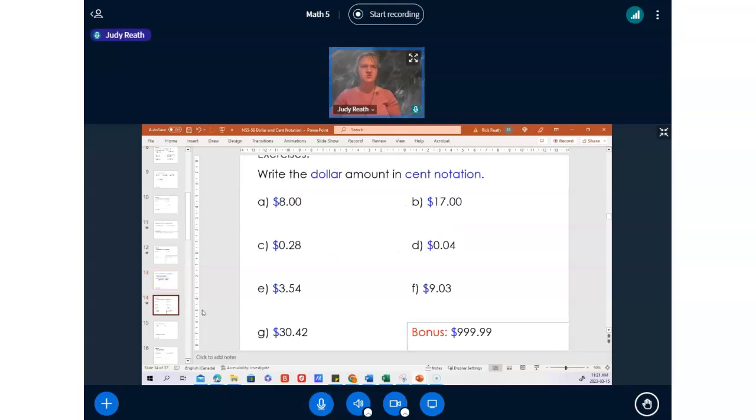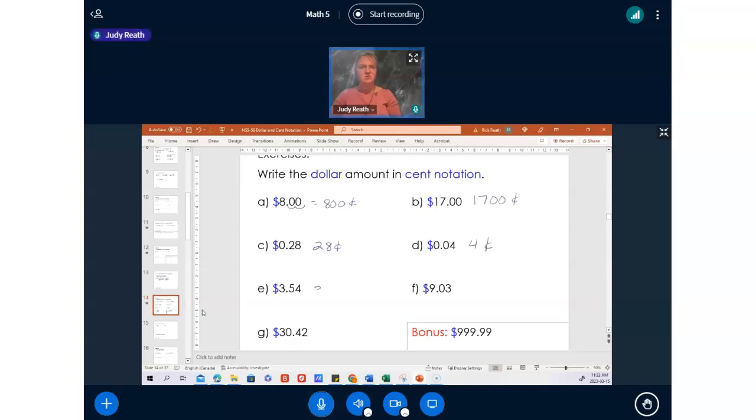So it's pretty simple here. Write the dollar amounts in cent notation. Again, move that decimal 2 spaces over. So we're going to end up with 800 cents. For B, 1,700 cents. For C, we've got $0, so it's only 28 cents. And in D, we have 4 cents.